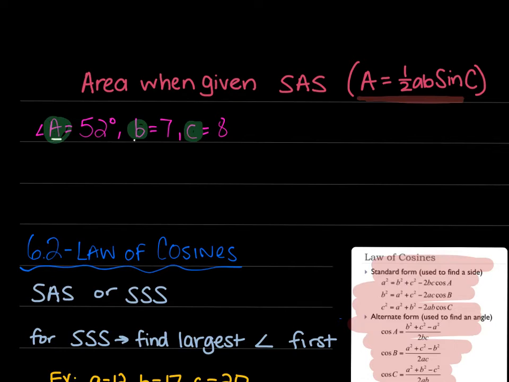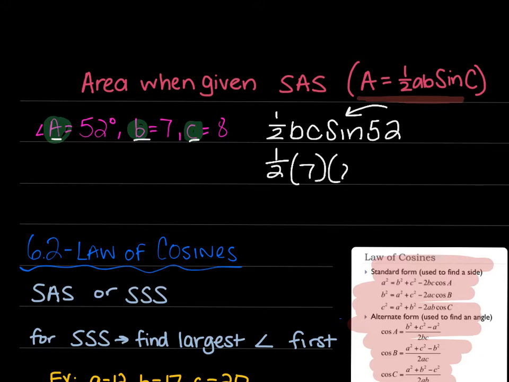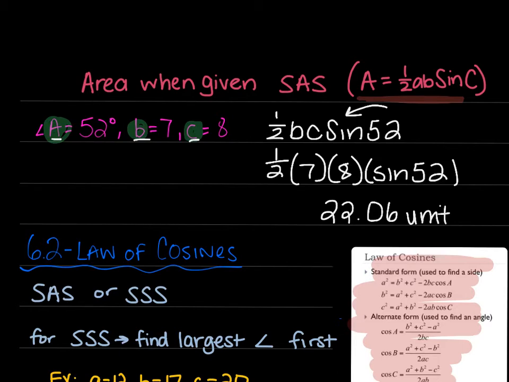So we have angle A, side B, and side C. So it's 1/2 side B times side C times the sine of 52. And a couple of people made mistakes on the quiz by making this cosine. Make sure that you are using sine for this formula. So 1/2 times 7 times 8 times the sine of 52 is 22.06. And this would be units squared because there's no specific unit given. So this is another formula you want to remember.